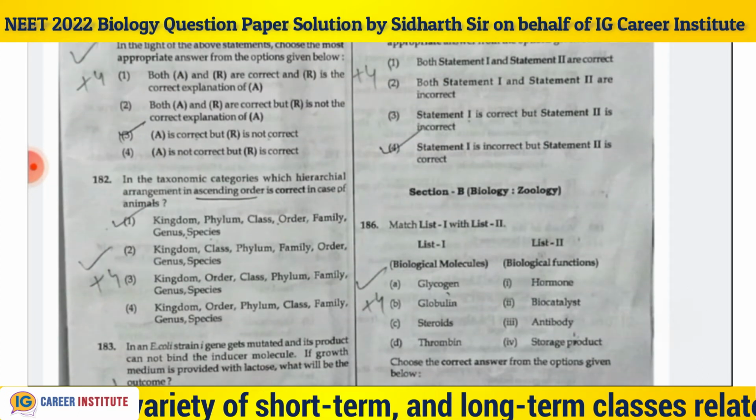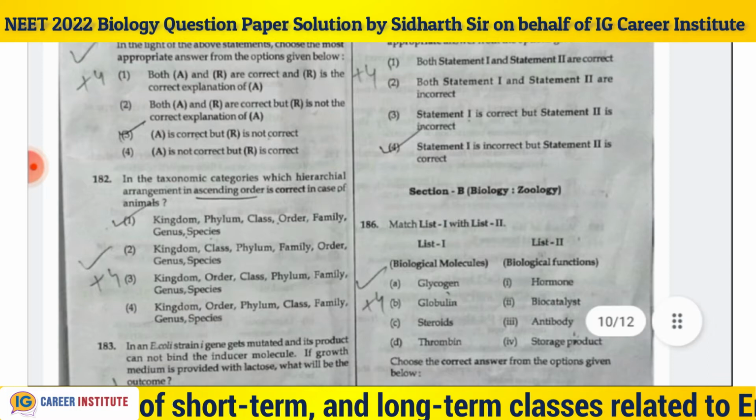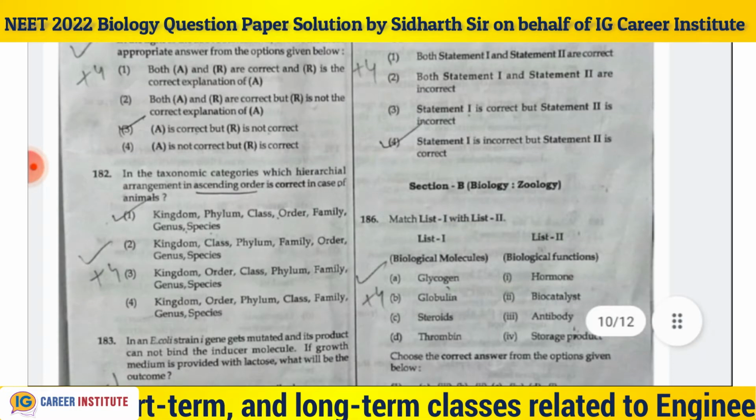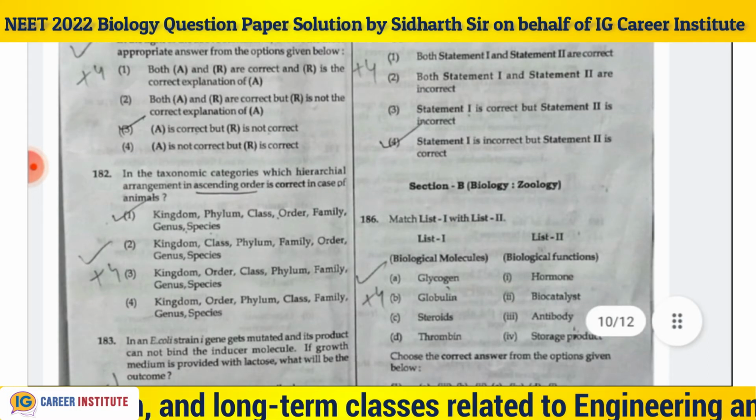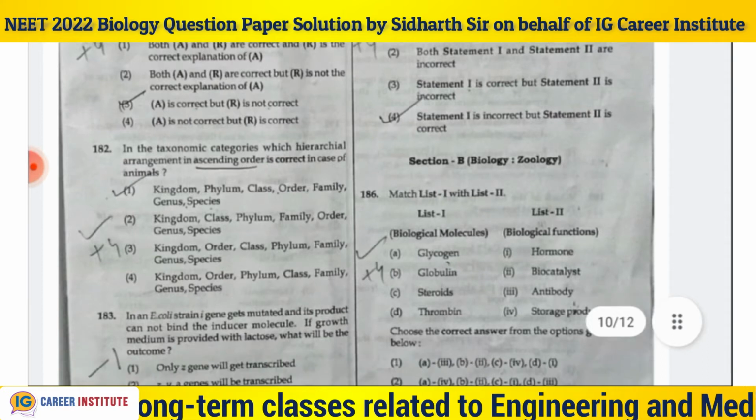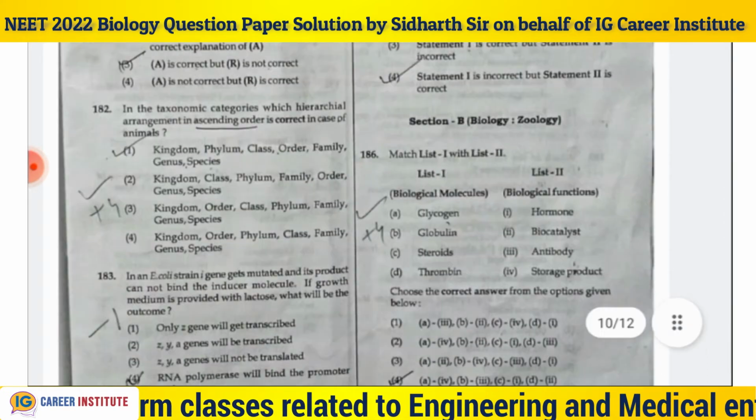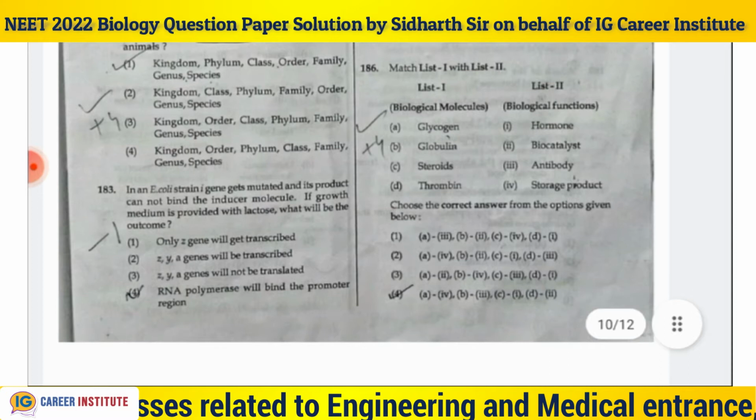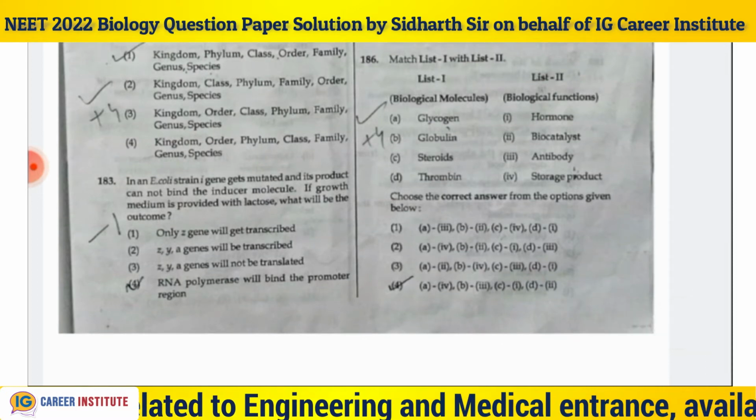182, very simple question right from NCERT. Which of the taxonomic categories in hierarchical order, in ascending order, is correct in case of animals? Kingdom, phylum, class, order, family, genus, species.